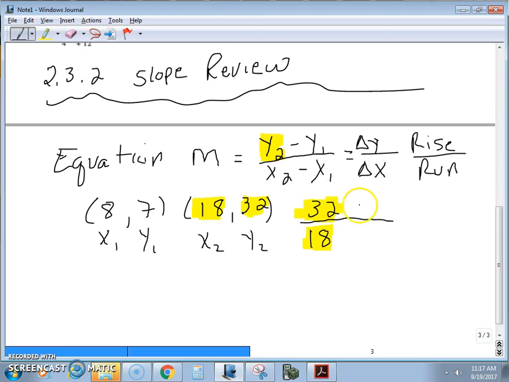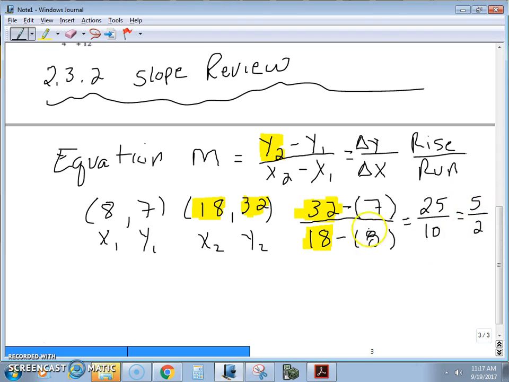So that's where we put 18 minus, and you don't have to put the second number in parentheses, but it really comes in handy if that second number is negative, because you would end up adding. Then we put the second y value, which is 7, and the second x value, which is 8. So 32 minus 7 is 25, and 18 minus 8 is 10. I can reduce that, though. 5 goes into both of these, which is 5 over 2.